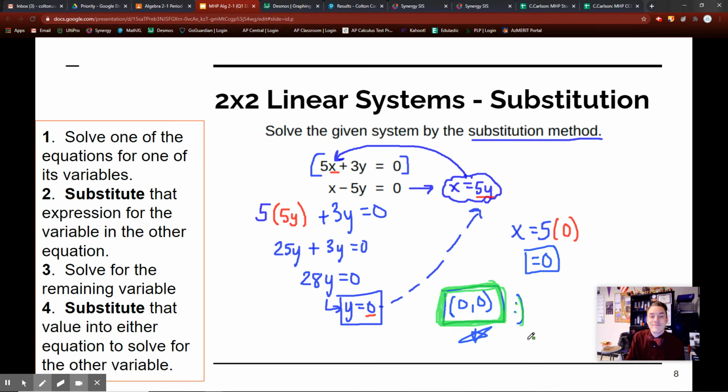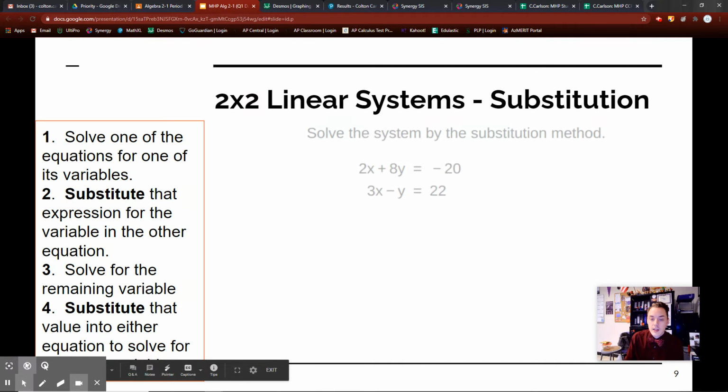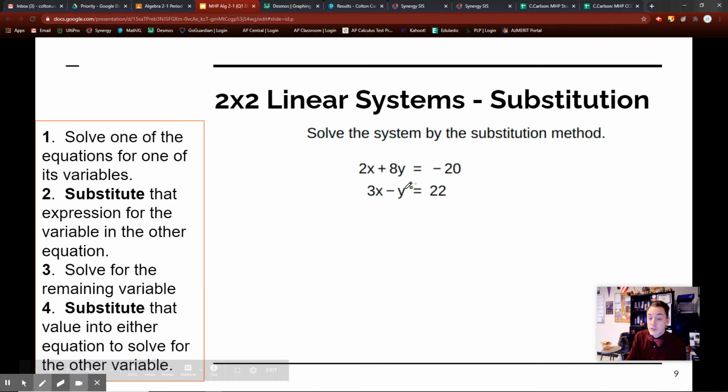That's right. All right, let's move on. Let's do a couple more. More on substitution. Let's go to town. So I noticed right here that this variable doesn't have a coefficient, so it's easy to substitute. So I'm going to substitute this, but first I need to isolate that variable.